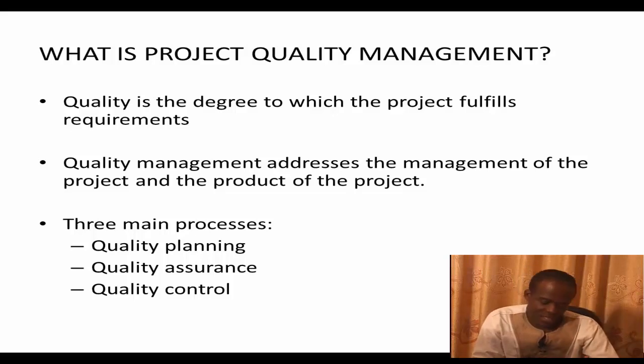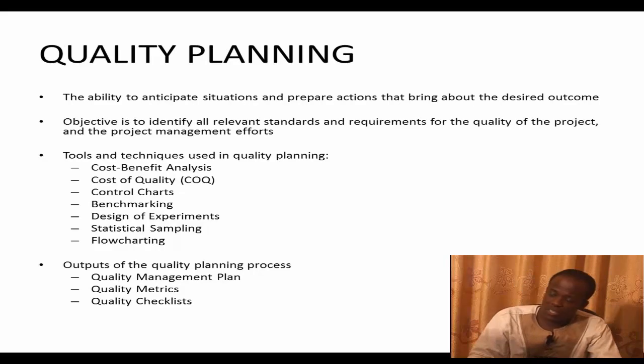Because inevitably, if you don't manage the process of the project very well, the product of the project will be affected. And there are three main processes which we are looking at under project quality management. We have quality planning, we have quality assurance, and then quality control. In fact, these are the three main processes: quality planning, quality assurance, and quality control.